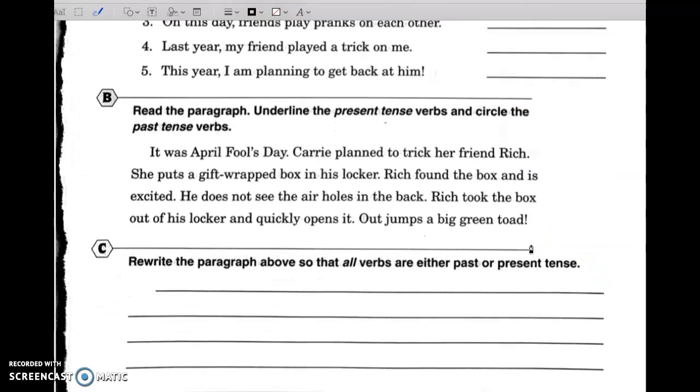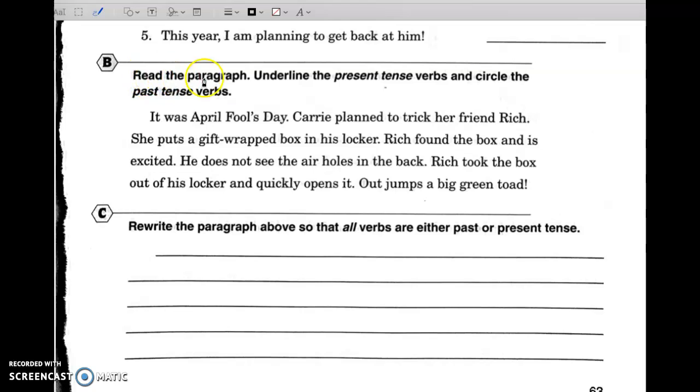In part B, the directions say, read the paragraph and underline the present tense verbs and circle the past tense verbs. Now, annotate these directions so that you are sure about what to do. You're doing two different things. For present tense, we're underlining, and for past tense, you're circling. If you want to annotate your directions so it makes better sense to you, go ahead and do that.